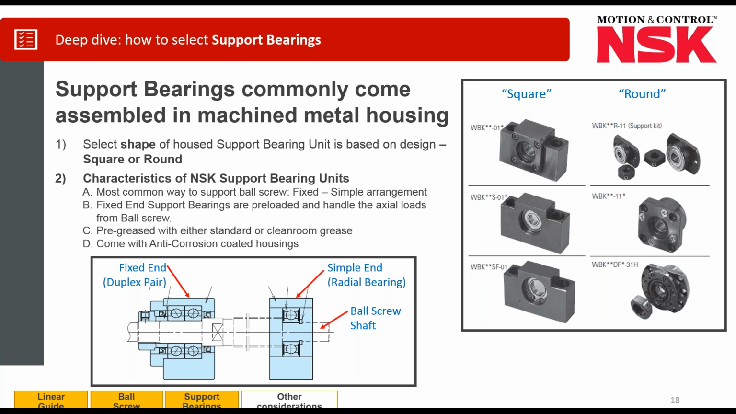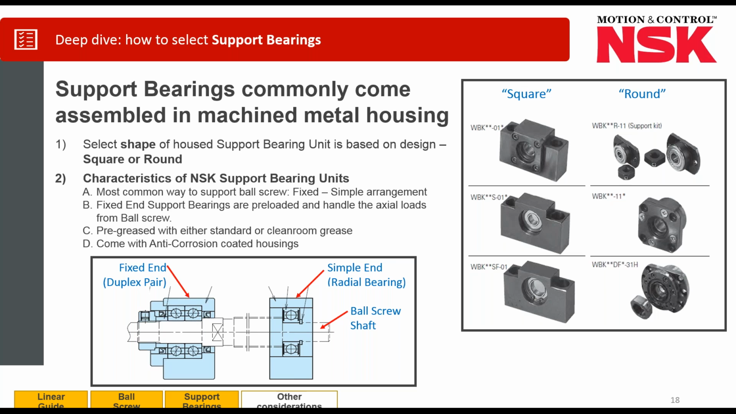As far as the arrangement of the support bearings, the most common way is what's depicted in that lower picture, this fixed-simple arrangement. The fixed pair is an angular contact bearing set on one end of the ball screw, and then a simple end bearing on the far end of the ball screw. So that's a radial bearing on that far end. This is the most traditional way in which a ball screw is supported by its bearings.